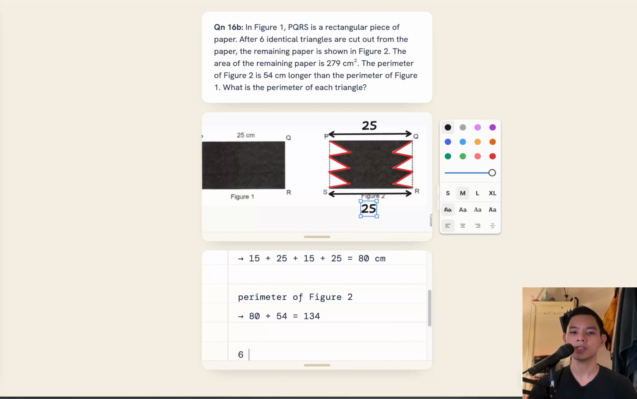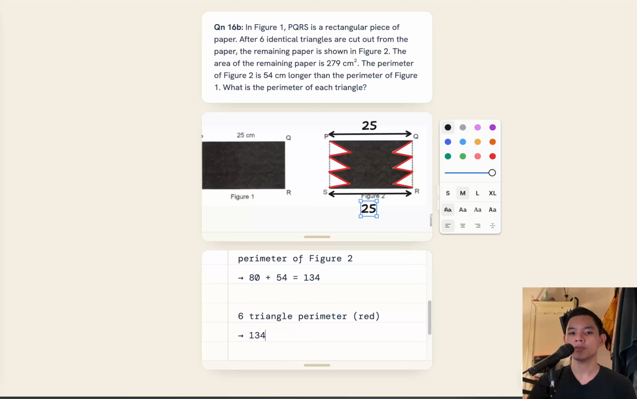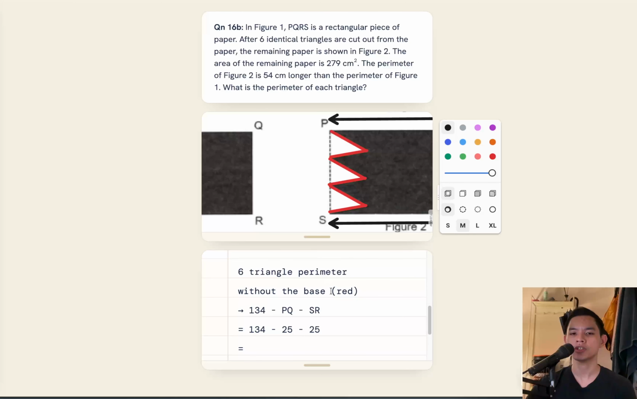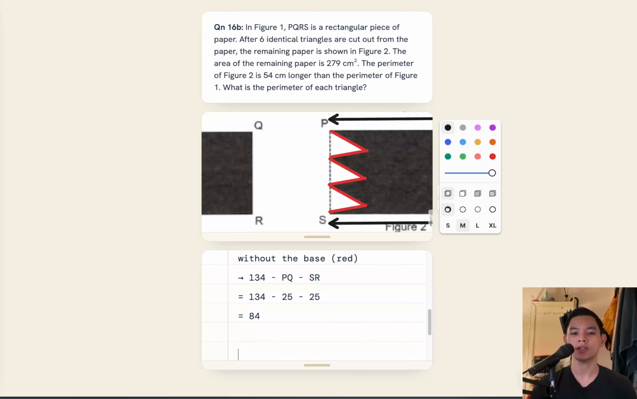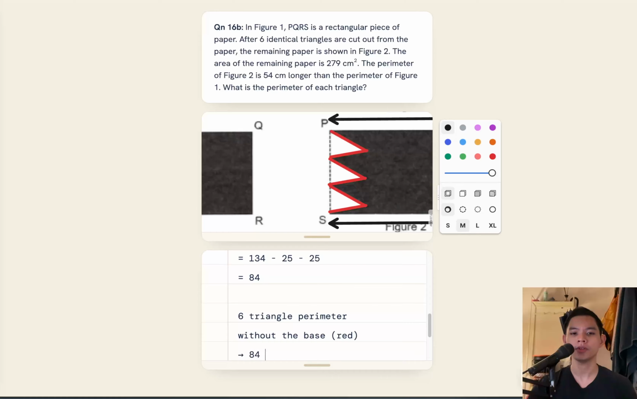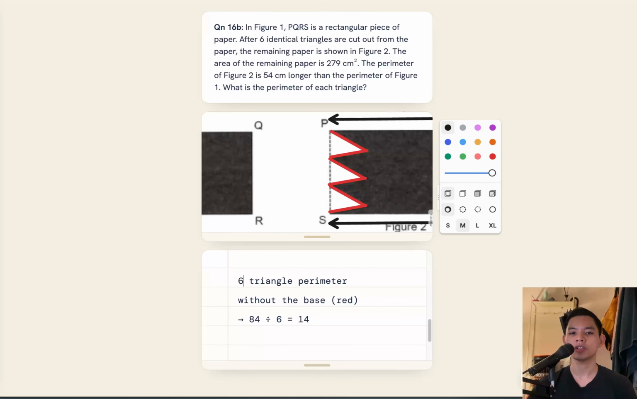So to get the 6 triangle perimeter, basically 134 minus PQ minus SR, which is 134 minus 25 minus 25. Also, one more thing, the triangle perimeter is without the base. 6 triangle perimeter without the base. So this would then be equal to 84. So one triangle perimeter without the base would then be 84 divided by 6, and this will be equal to 14. So this is one triangle perimeter.